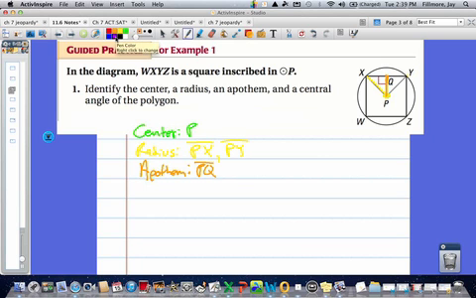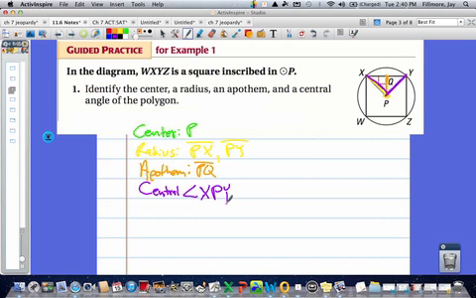And lastly, we're looking for a central angle. Well, the central angle is this entire angle here formed by two radii. So XPY or YPX is our central angle.